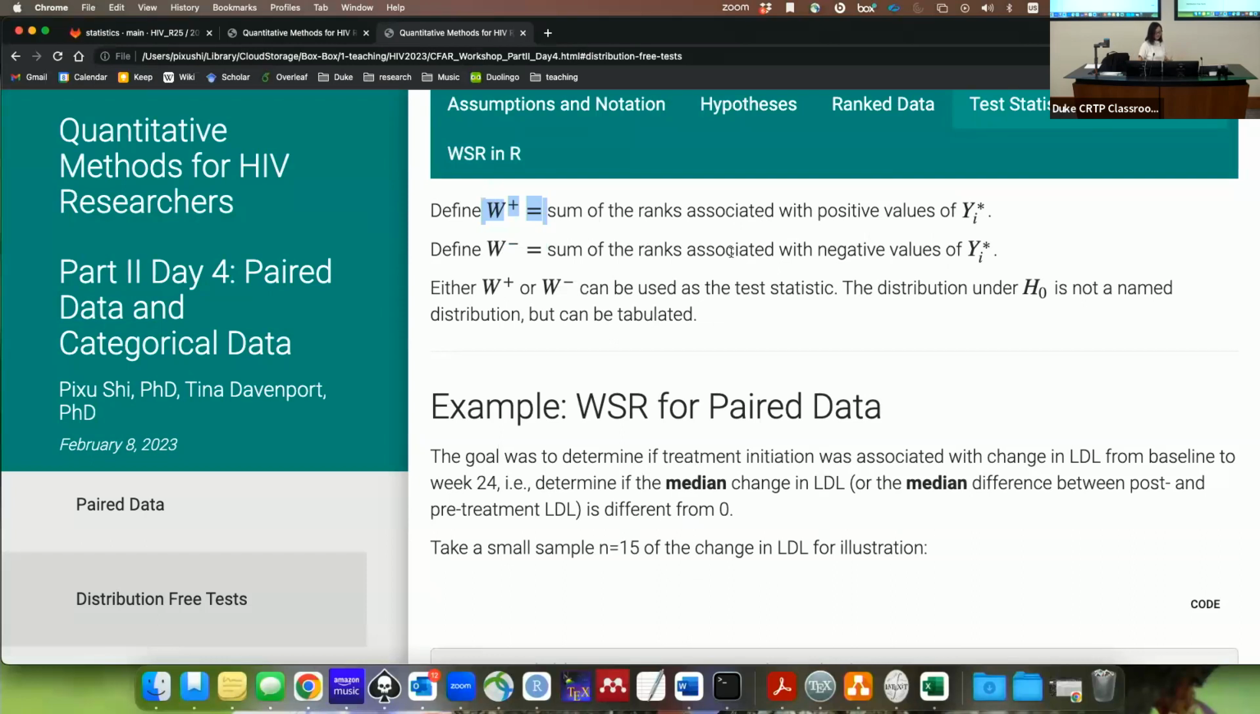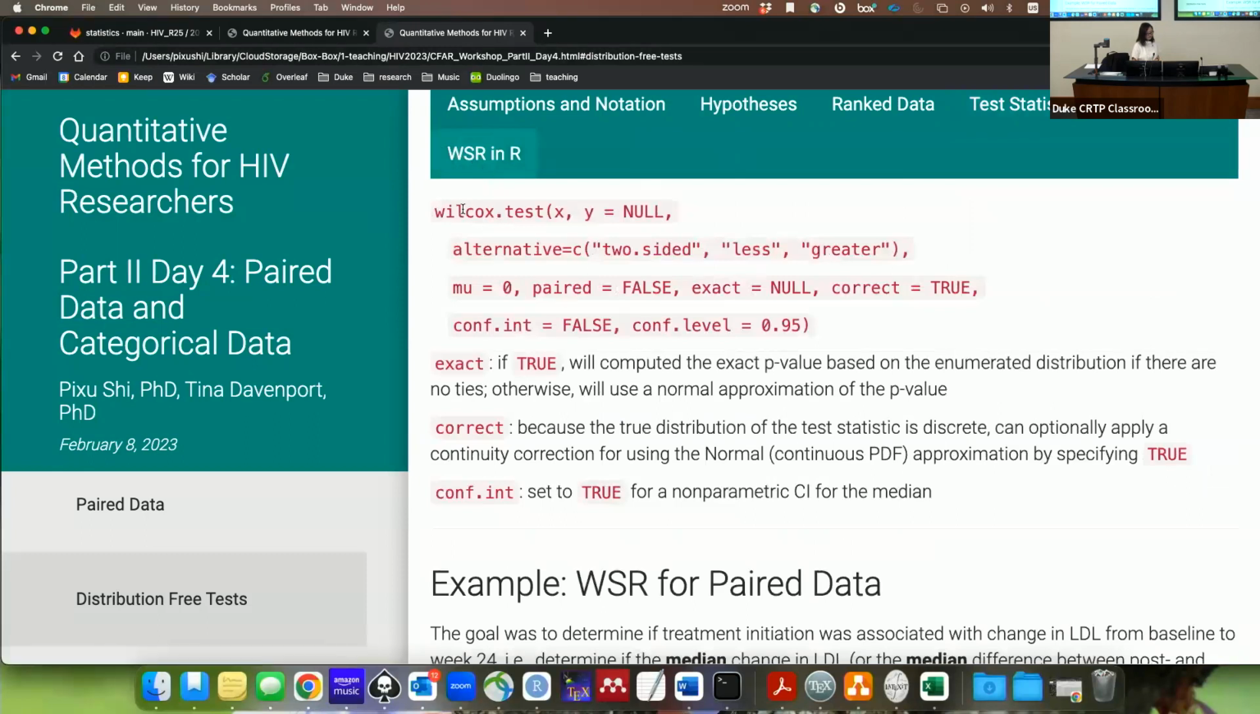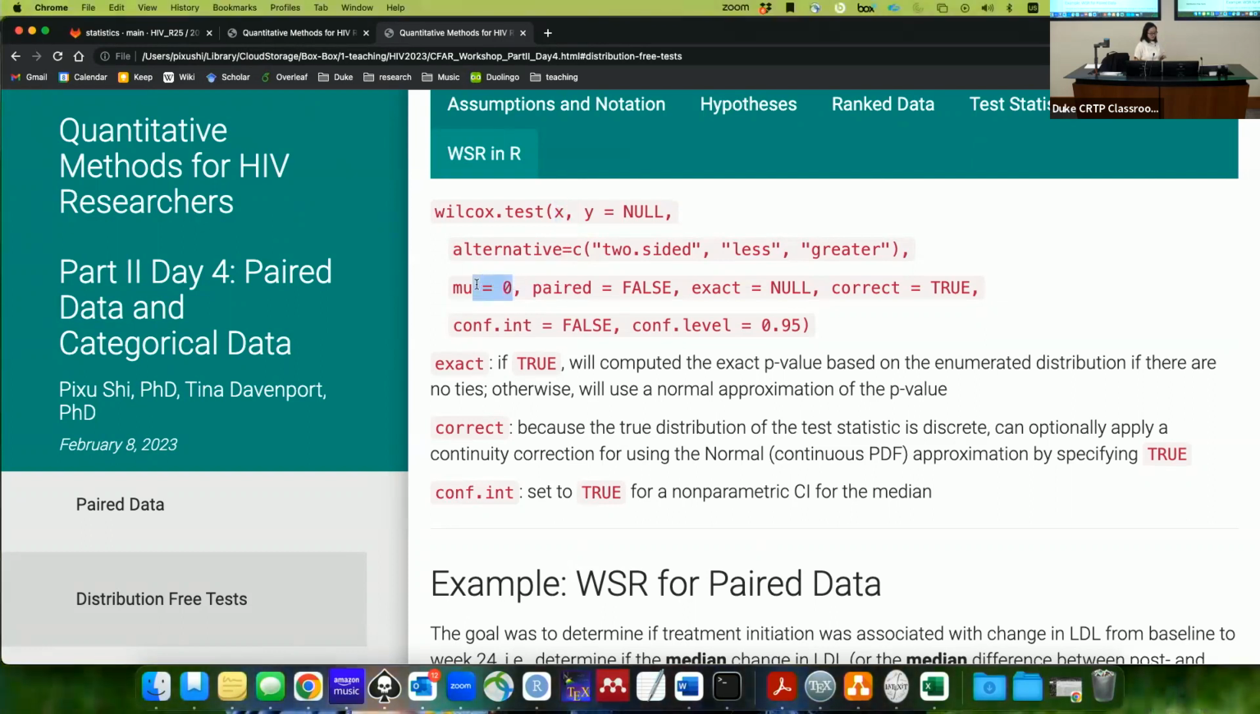And the distribution of this is more complicated. So if you do it by hand in the old days, you will be provided with a table of critical values to compare with. And now we have the computer, so we can use the Wilcoxon test with one of the input as the difference or the one sample that you collected. And you can also choose to test the median against 0 or some other values. You can choose the confidence level and whether to plot or output the confidence interval or not.